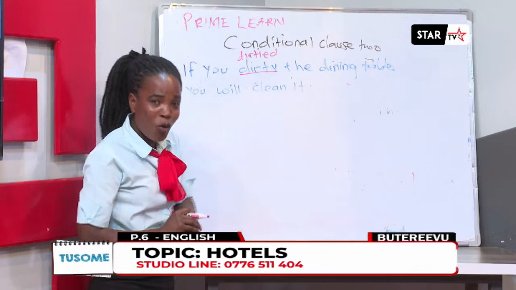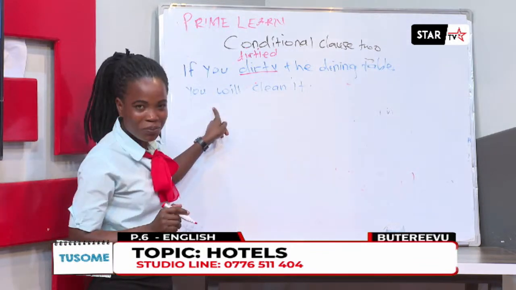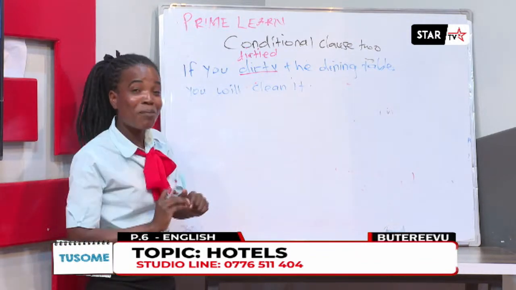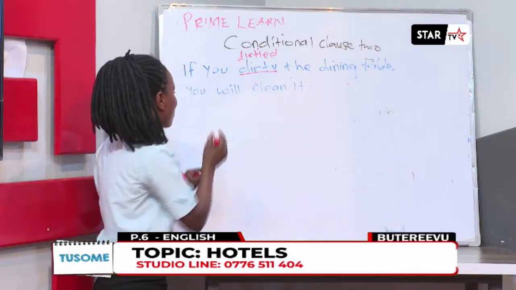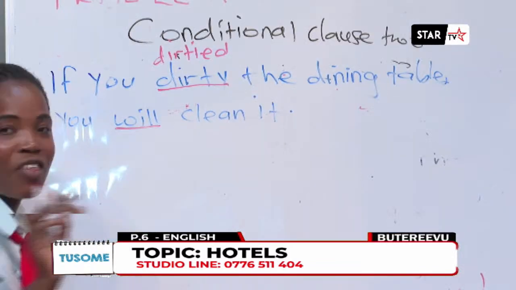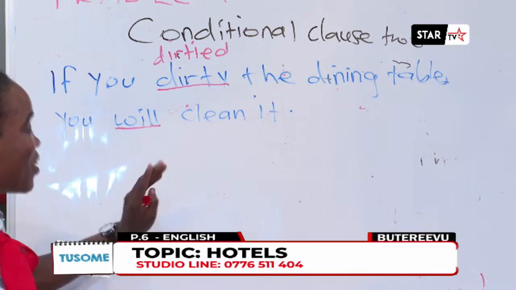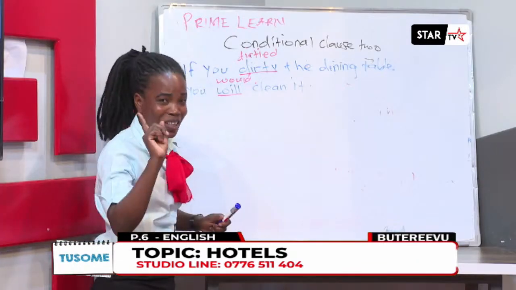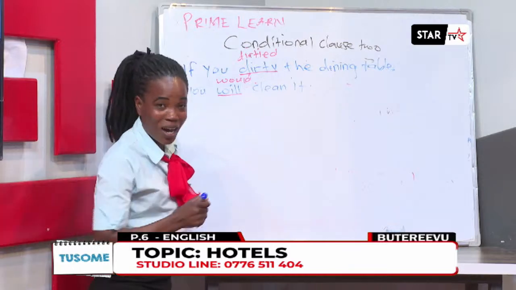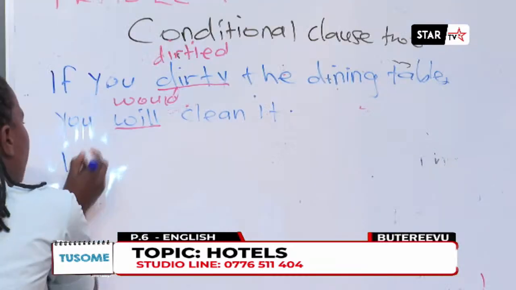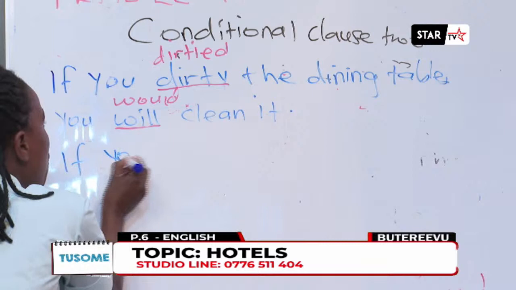What else do you need to know? Or to main clause. Identify the modal verb given. And the modal verb given to us is would. Then will. The modal verb given to us, I beg your pardon, correct sentence in the conditional clause 2. And our answer will be if you dirtied.